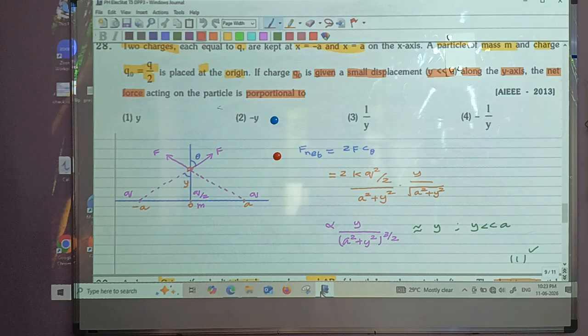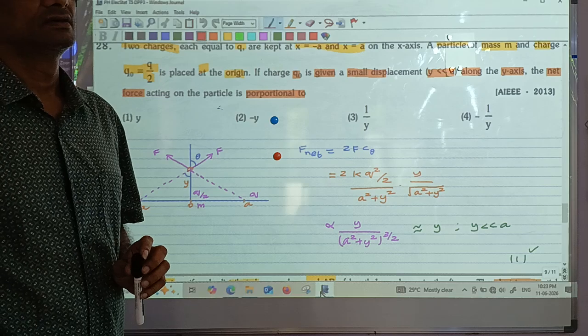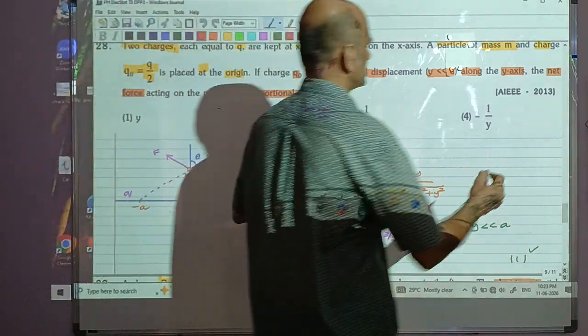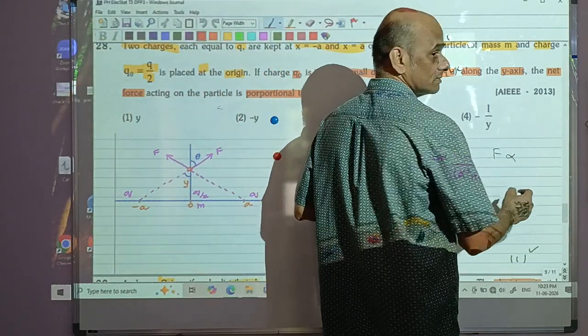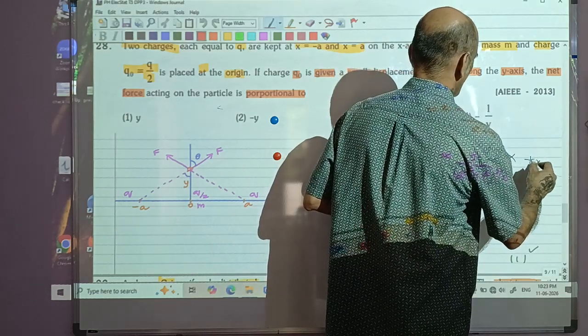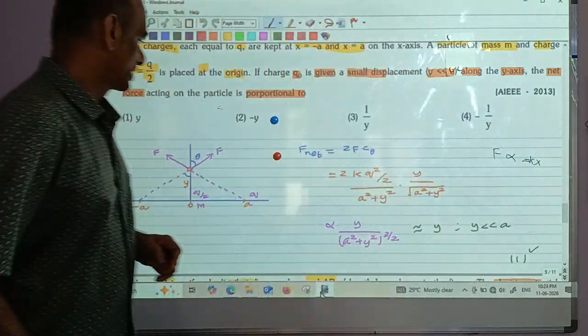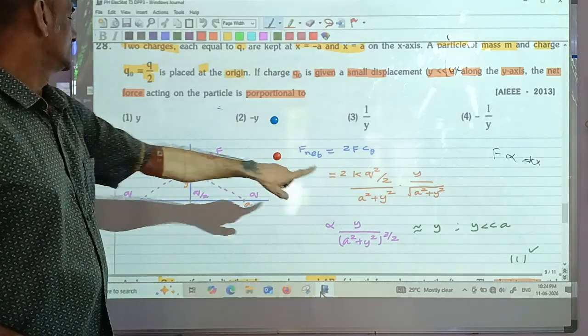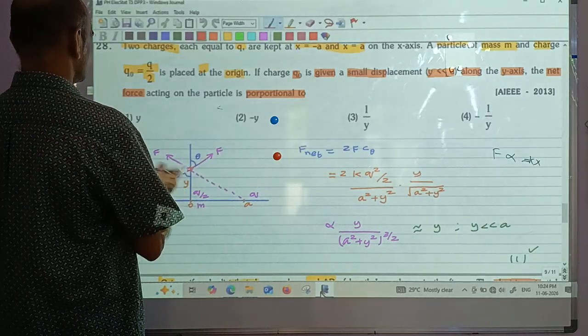This is basically simple harmonic motion, 11th standard. Whenever the force is proportional to the displacement with a minus sign, it is simple harmonic motion. If the force is minus 3x, the minus is important.